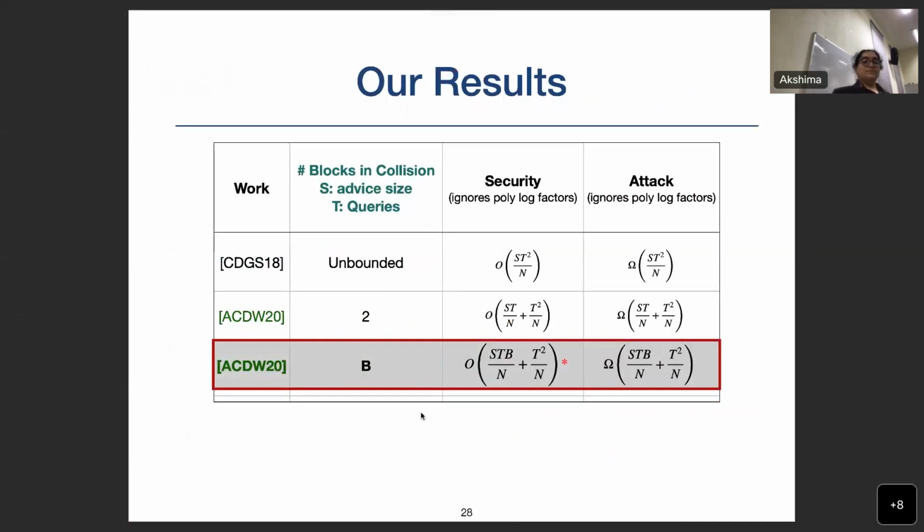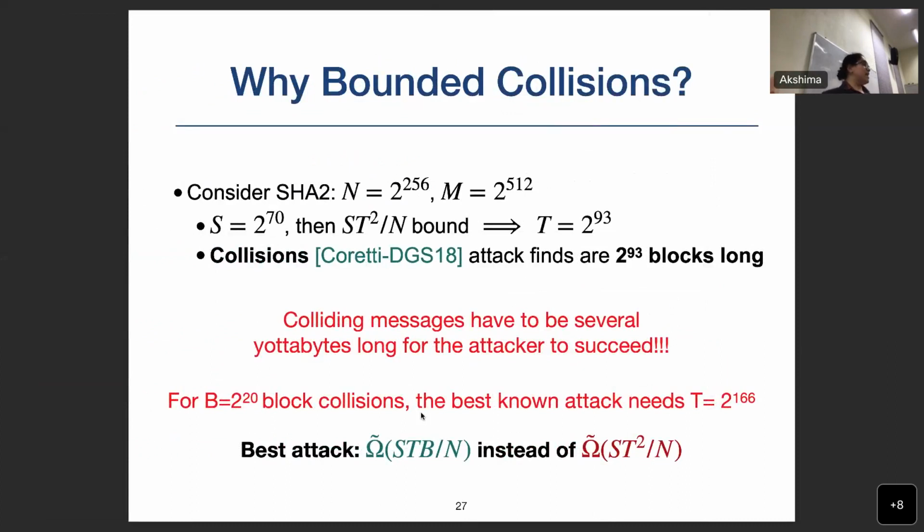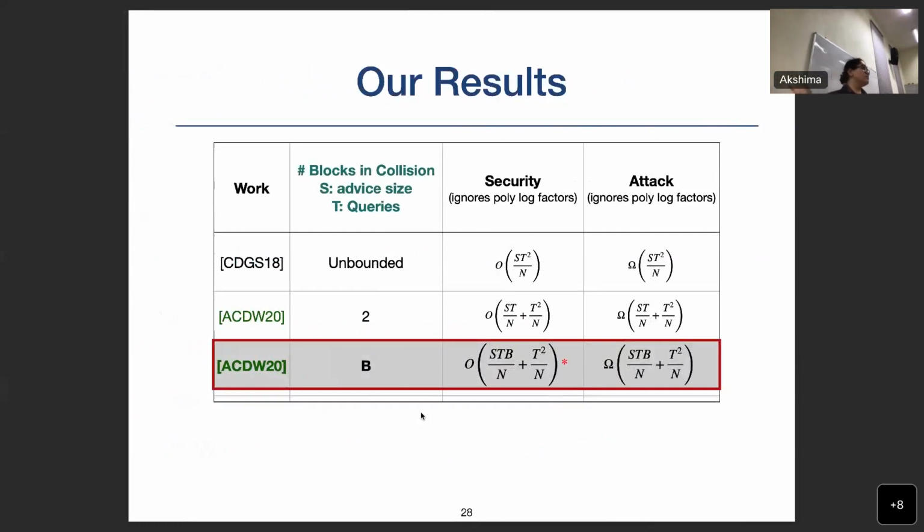So this was a paper with my advisor David, Andy and Hotek, a 2020 paper, where for any B-block collision finding, we conjectured that this ST·B over N attack is the best attack possible. We tried to show that, but we couldn't. We could show it only for a restricted class of pre-computing adversaries. We couldn't show it for any adversary.